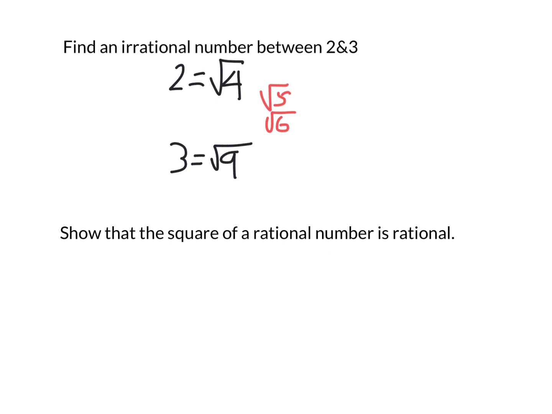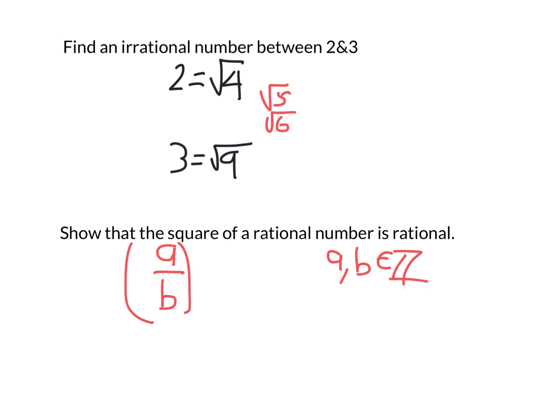Let's look at this one. Show that the square of a rational number is rational. You see, all rational numbers can be written as fractions in the integers. So I'm going to use a over b to represent a rational number where a and b are integers. Any number that can be written as a fraction in the integers is rational. So this just represents some arbitrary rational number. It can be literally any rational number.